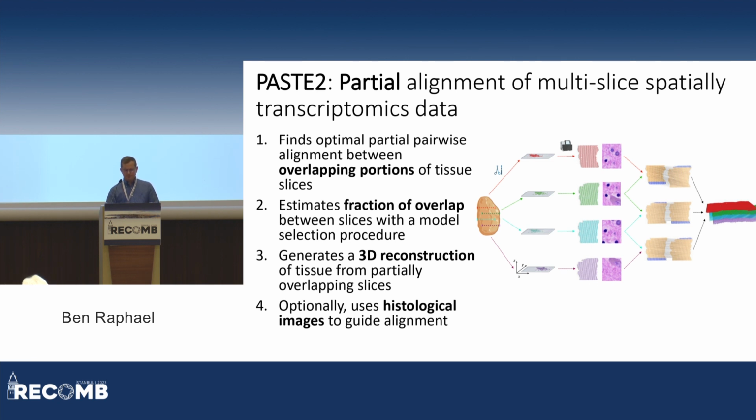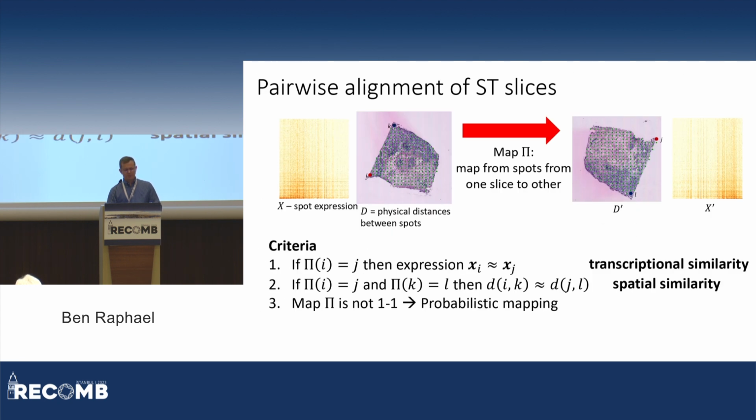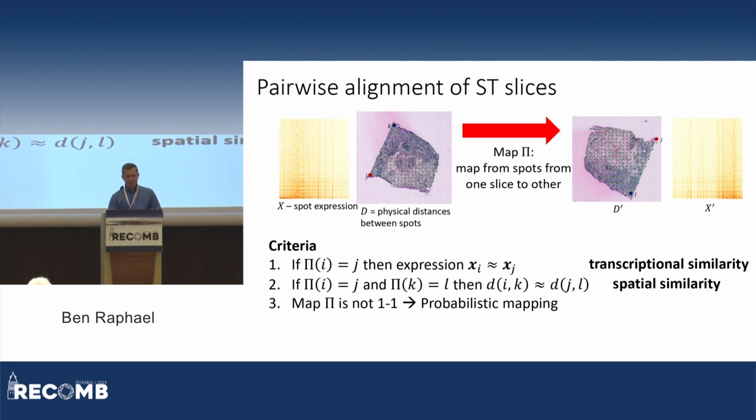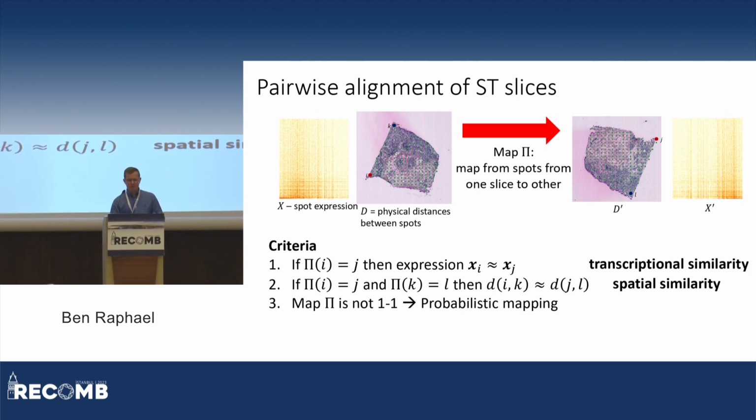And then similarly, we want to preserve the geometric information. There are various ways you can think of doing that, but the way we thought about it was thinking about pairs of points in one slice. If we have a good alignment, then the distance between the pairs here that are aligned to pairs here should be similar. So this is a way of encoding this notion of spatial similarity. And then the third criterion is that, due to various reasons, and for the partial alignment even more so, we don't expect to find a one-to-one mapping between these two slices. Even in the case where the tissue slices are very similar, there's still technical dropout, and we don't measure information at all spots. So we want not a one-to-one mapping, but a probabilistic mapping.